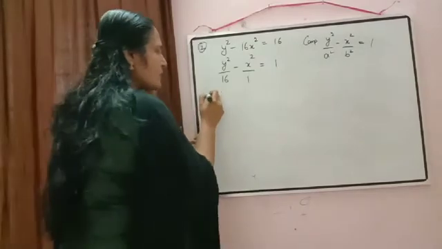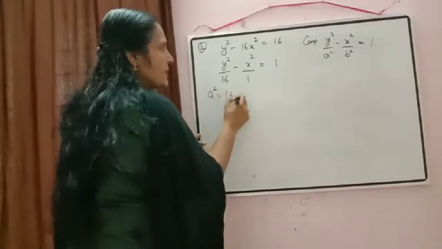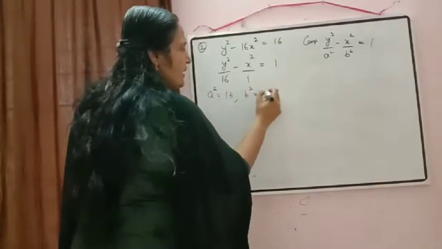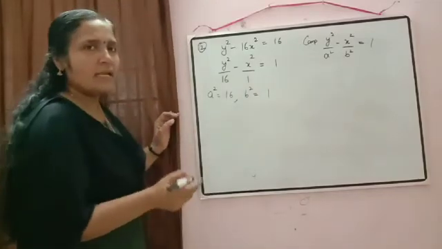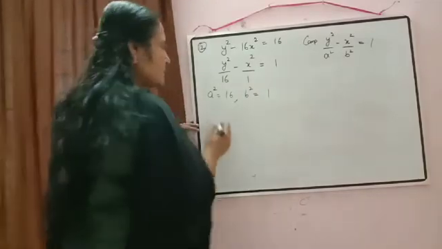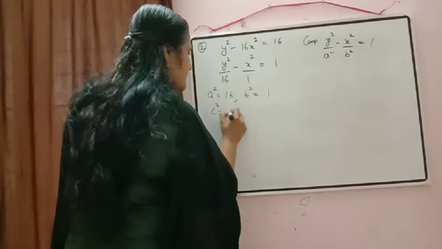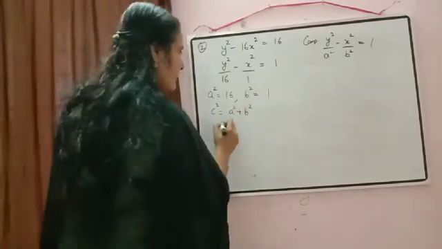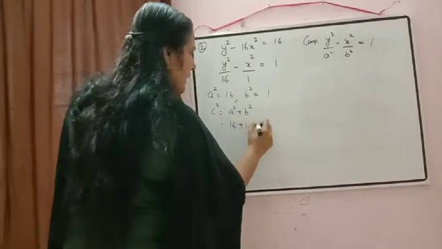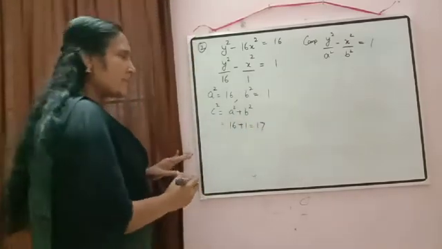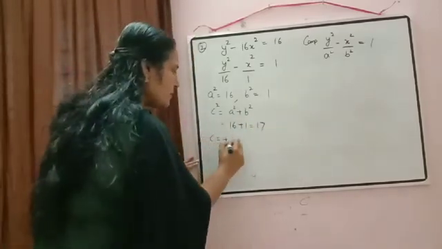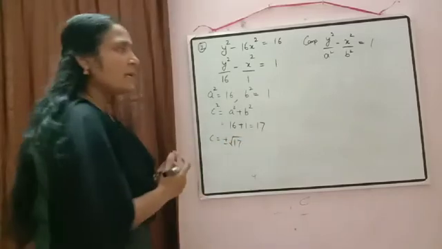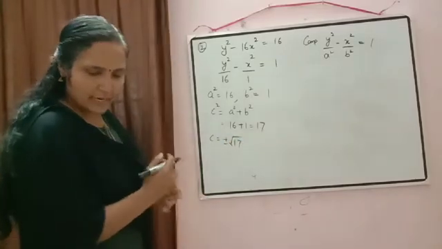So what is a square here? a square is equal to 16. b square is equal to 1. Now we need the value of c square. So write down c square is equal to a square plus b square. Then we will get here 16 plus 1, which is equal to 17. So c is equal to plus or minus root 17. Now we can write all the things.